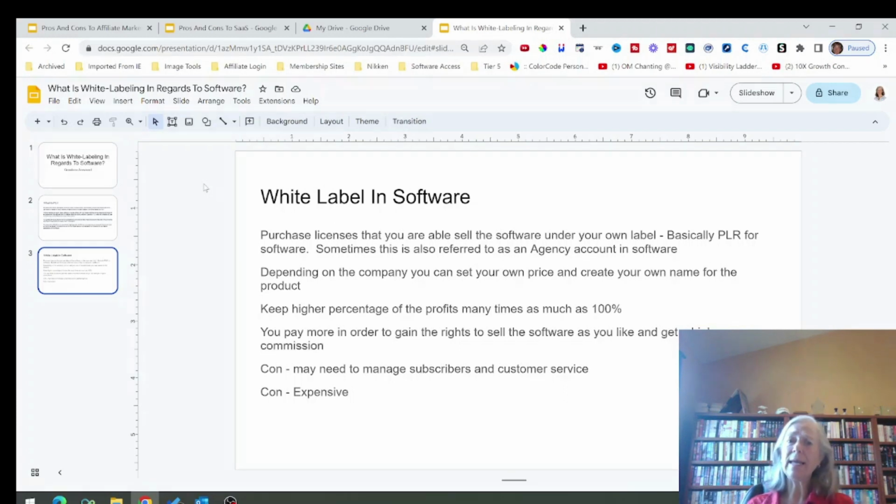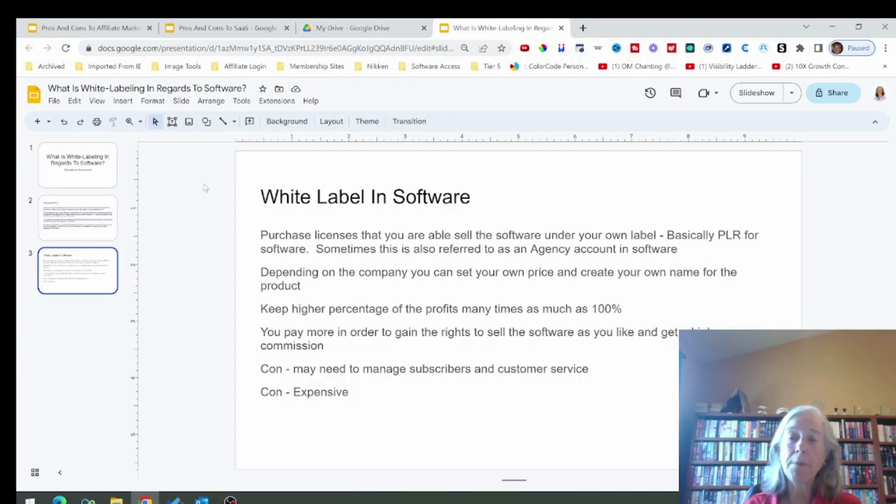And the downside, again, to all of this is that if you're not providing the customer service, there's more of what we call churn, meaning people may sign up, but then they quit if they're having difficulty with the software or things like that. So those are some of the cons.